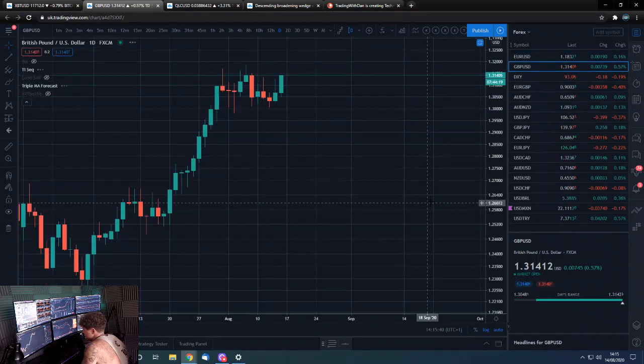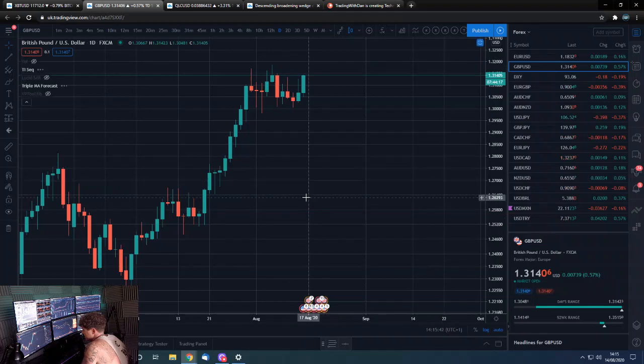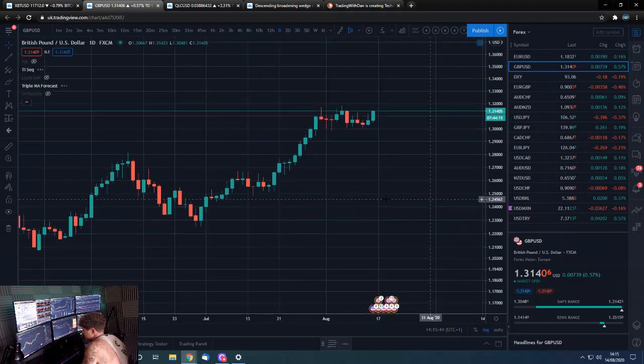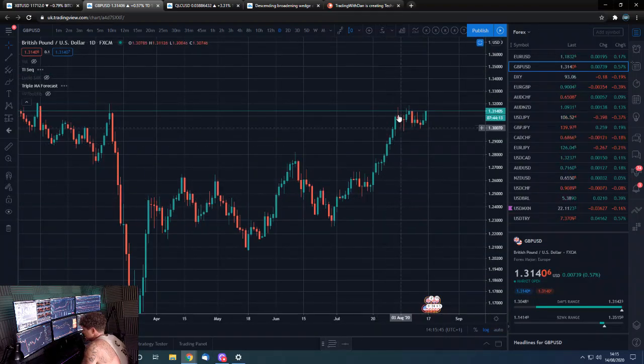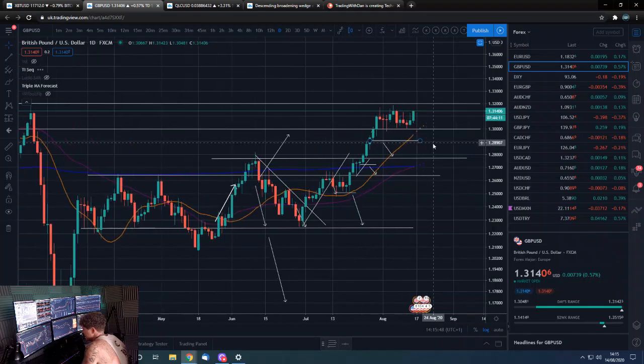Right, anyway, so cable, let's have a look at cable. Cable, clearly looking good here on the daily. This is looking very much like a bull flag.